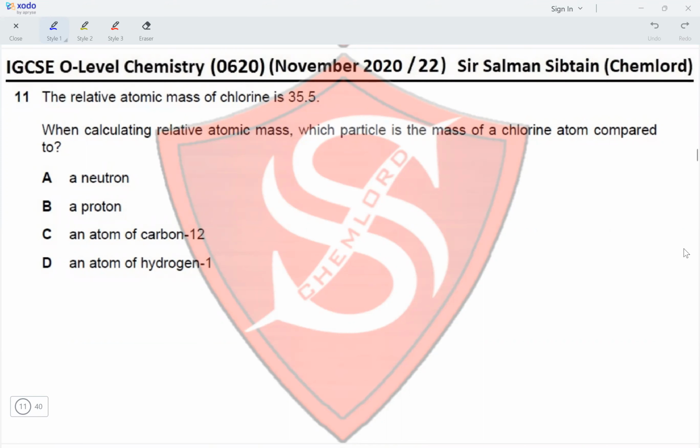The relative atomic mass of chlorine is 35.5. When calculating relative atomic mass, which particle is the mass of a chlorine atom compared to? Well, the definition of the relative atomic mass is the mass of an atom compared to 1/12 the mass of a carbon 12 atom. So it is compared to a carbon 12 isotope. So the options are a neutron, no, a proton, no, an atom of carbon 12, yes, an atom of hydrogen 1, no. Therefore, option C is the correct option for this question.